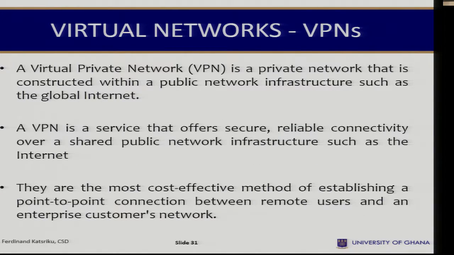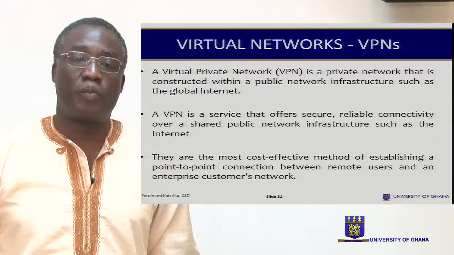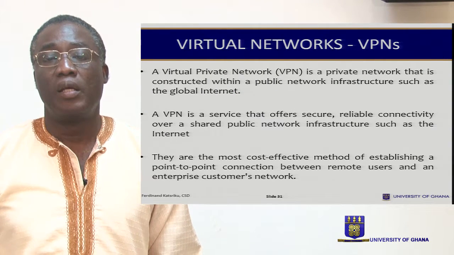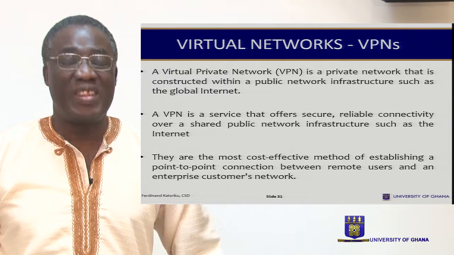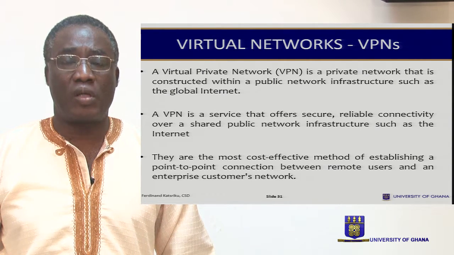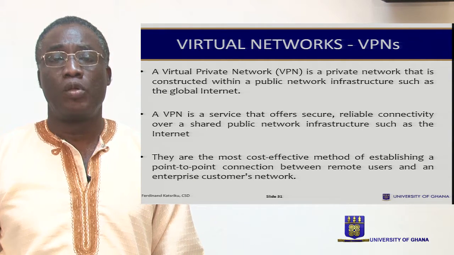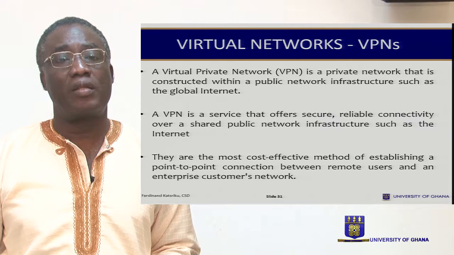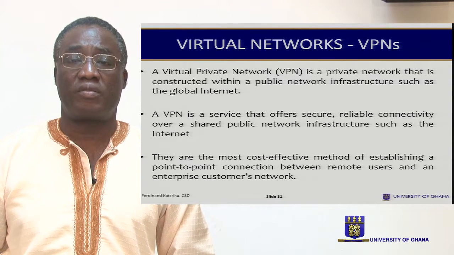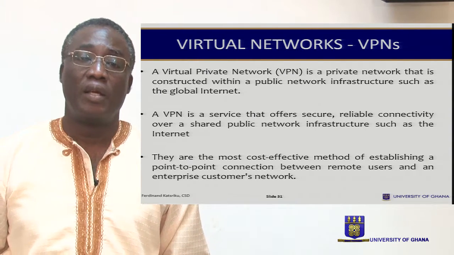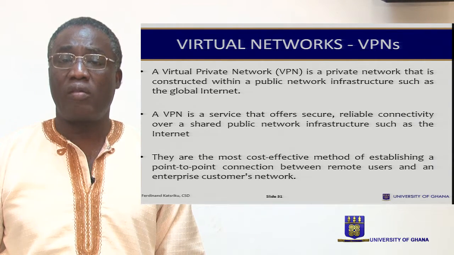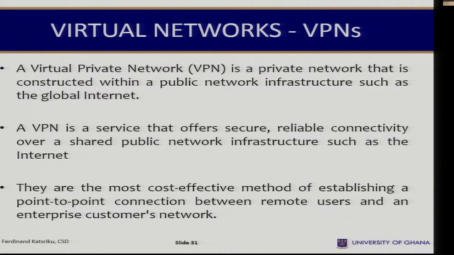There are virtual networks, or virtual private networks, or VPNs. It's a private network that is constructed within a public network. We've talked about this, or you'll come across this in your course on information security. Yeah? So it is a private network that is connected within a public network infrastructure, such as the internet. A VPN is a service that offers secure, reliable connectivity over a shared public infrastructure. They are the most common and most cost-effective method of establishing a point-to-point connection between remote users.